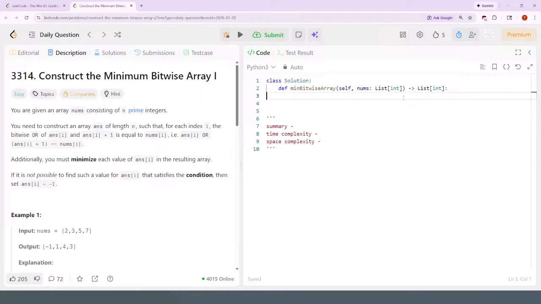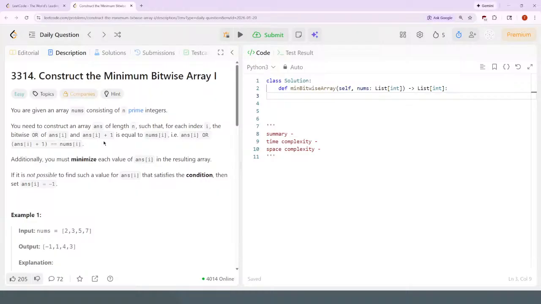Alright, construct the minimum bitwise array, part 1. You're given an array nums consisting of n prime integers. You need to construct an array answer of length n such that for each index i, the bitwise OR of answer[i] and answer[i] plus 1, so one more than that previous value, is equal to nums[i].